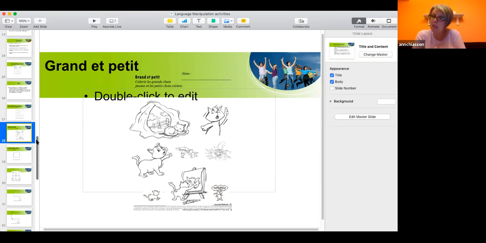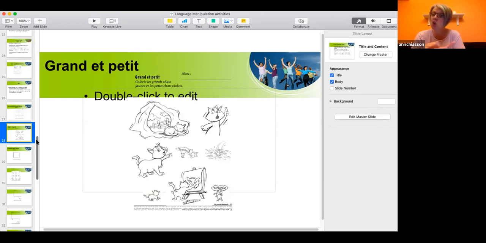Well, then when I introduce this worksheet, there's absolutely no problem. Je peux tout simplement lire la consigne, gesticuler la consigne pour les élèves. Aujourd'hui, tu colories les grands chats en jaune et les petits chats en violet.